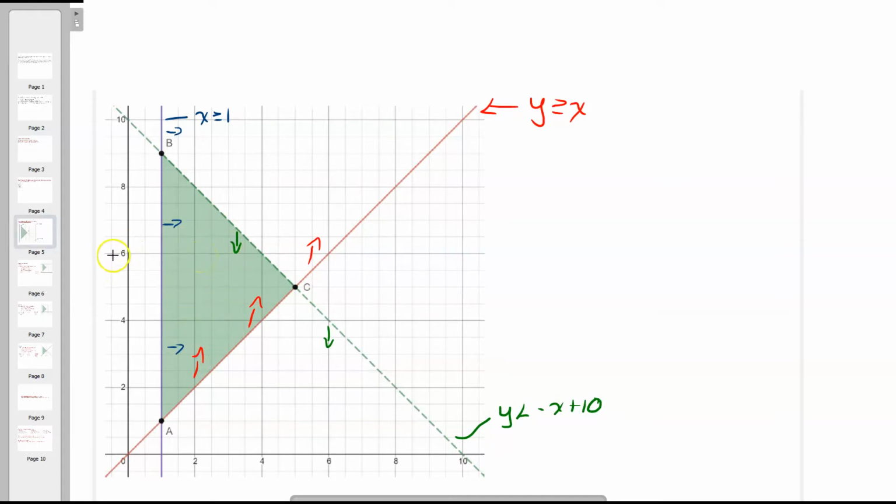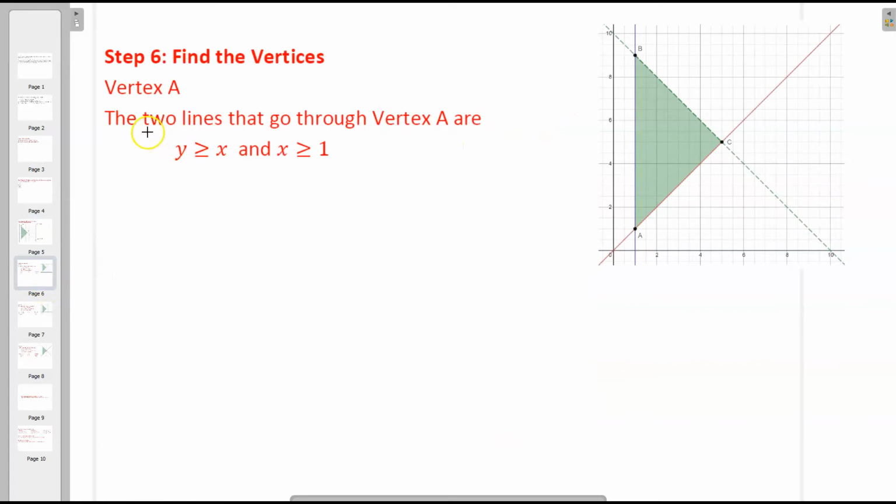Now we need to find the coordinates of each vertex. Let's start with vertex A. It's the intersection of the lines x greater than or equal to 1 and y greater than or equal to x. We go through the process as always.